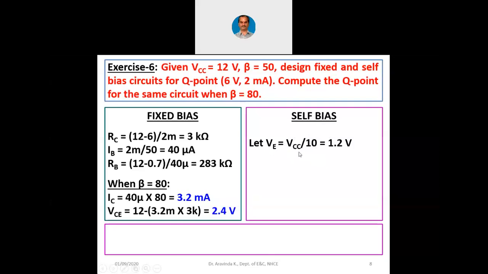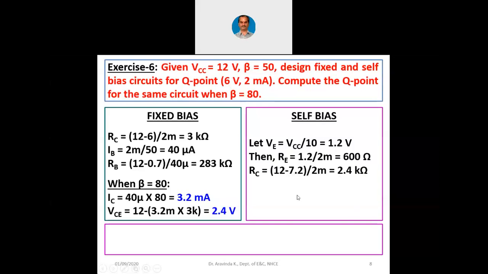So if VE equals VCC by 10, then we can easily find out RE as VE by IE. 1.2 volts by 2 milliampere, that is 600 ohms. Once we find out RE, we can easily find out RC. RC is VCC minus VCE, we already know 6 volts, and VE we already know 1.2 volts.